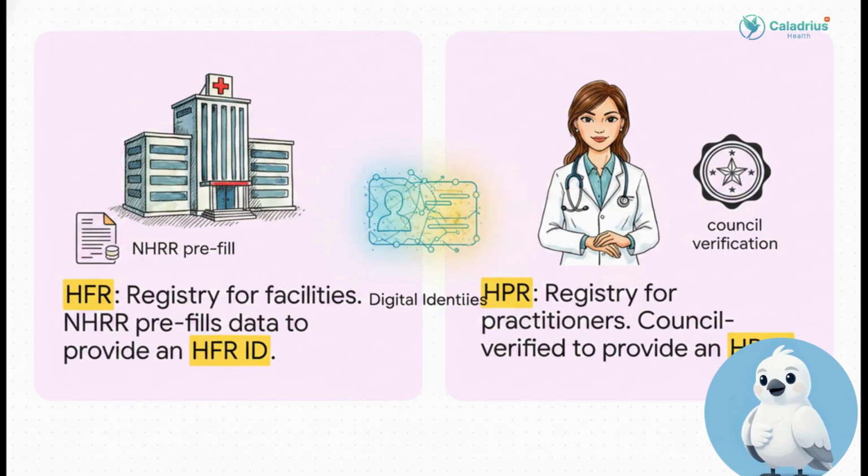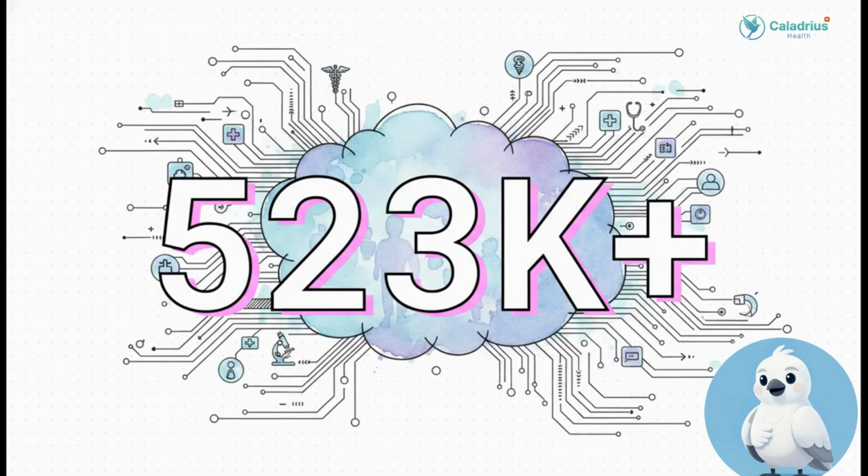On the flip side, for the individuals actually providing care, we have the Healthcare Professionals Registry, or HPR. This is for practitioners like doctors and nurses. And crucially, this isn't just some self-certified form. It's strictly verified by state medical and nursing councils, which then grants the practitioner their unique HPI ID. Just to give you a sense of the sheer scale here, as of late 2024, there were nearly 3.5 lakh facilities and over 5.2 lakh professionals registered across the country. These NHA-maintained registries provide the trusted infrastructure needed to support over 68 core ABHA patient identities.